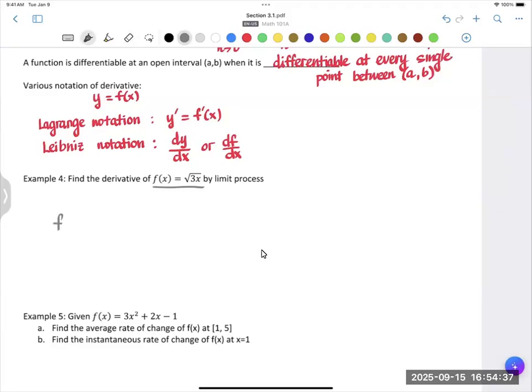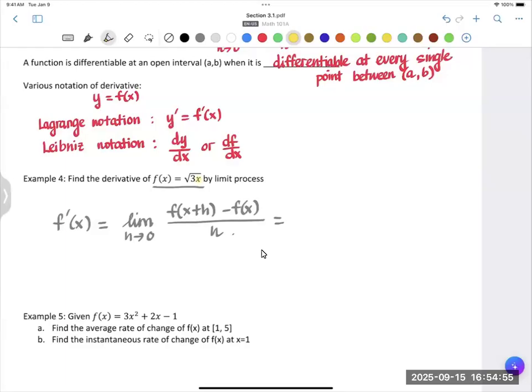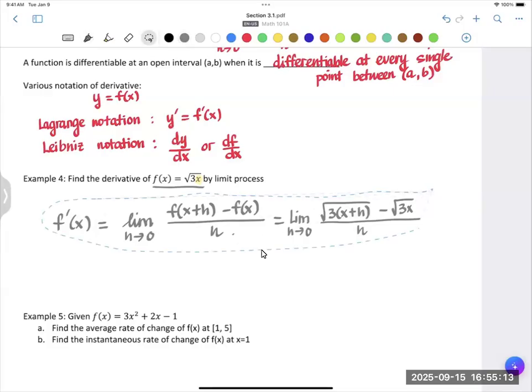So we're going to say f prime of x equals the limit as h approaches 0 of f of x plus h minus f of x over h. And we put x plus h into everywhere we see an x in our function. So we have the limit as h approaches 0 of square root of 3 times x plus h minus square root of 3x, all over h. Okay, and again, this has a radical expression involved.